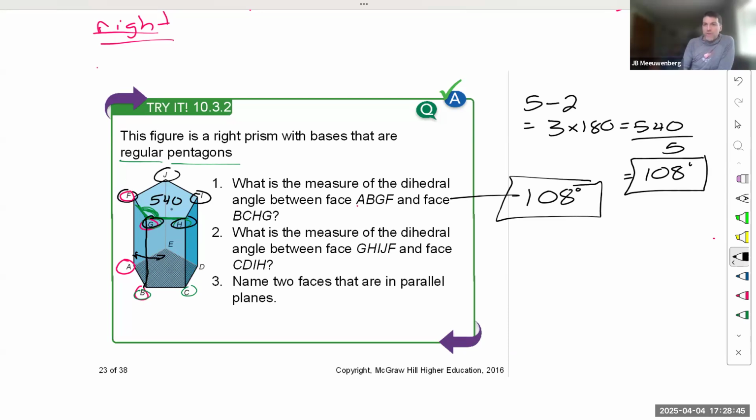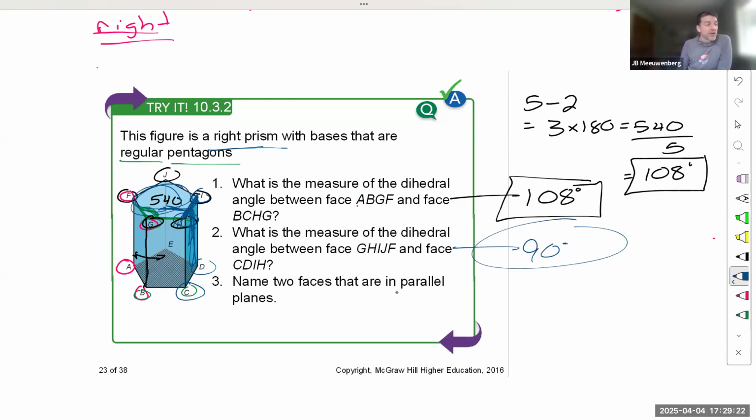That's this upper base. And face CDIH, that one is right here. So that's looking along this line right there. So it's looking at how this face compares to this face, and what's the angle between them? Because it's a right prism, they are meeting at a right angle. Imagine a box with a lid and its side, they're going to meet at a 90-degree angle. So that one is 90 degrees.